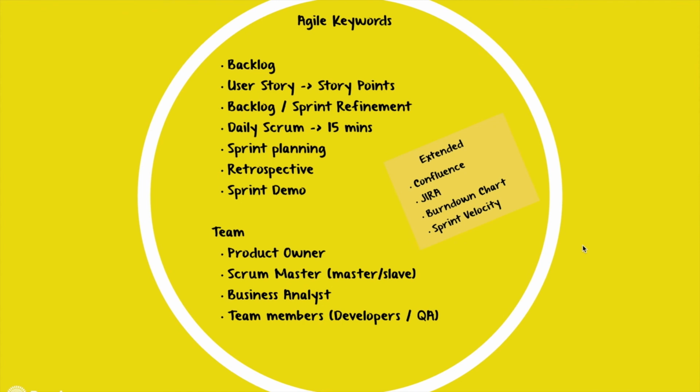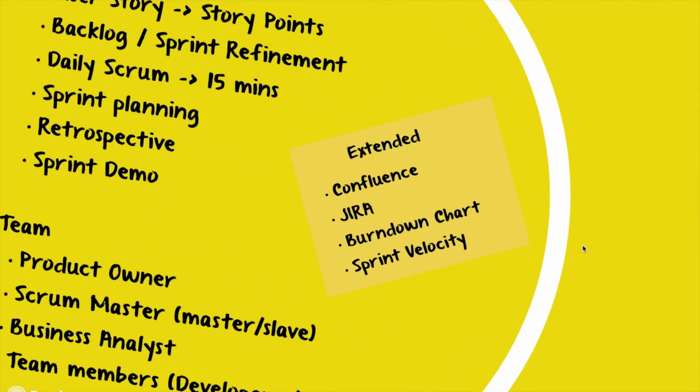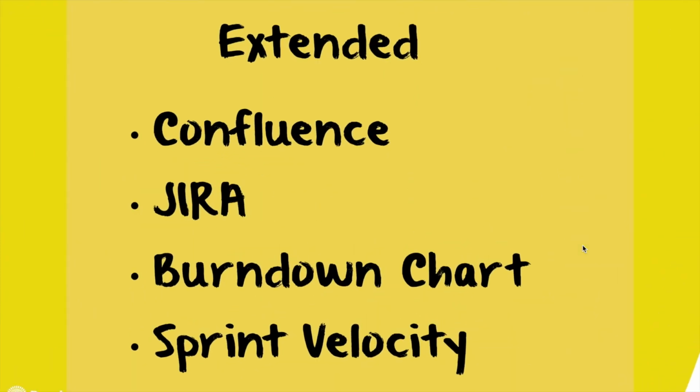There are 2 important tools in Agile. Jira is an important tool which is used to track and analyze all the activities of the Agile process. Confluence is a tool which is used to maintain and create the project documentation. A burn down chart is a graphical representation of the team progress during the sprint. The sprint velocity is the total number of story points covered in the sprint.